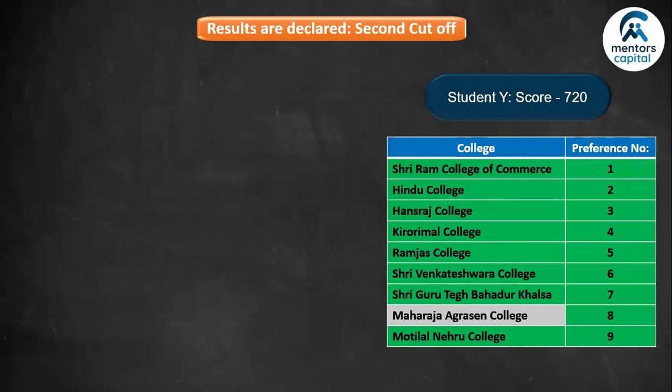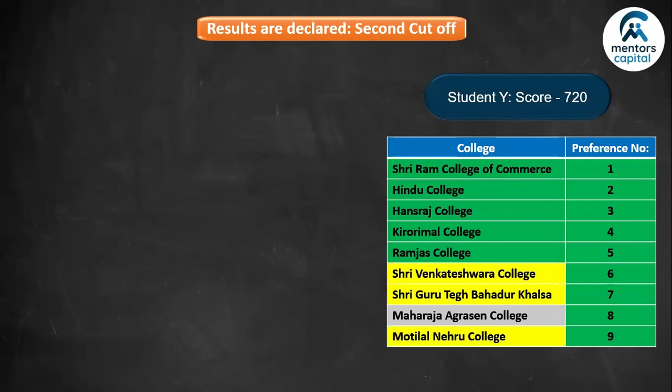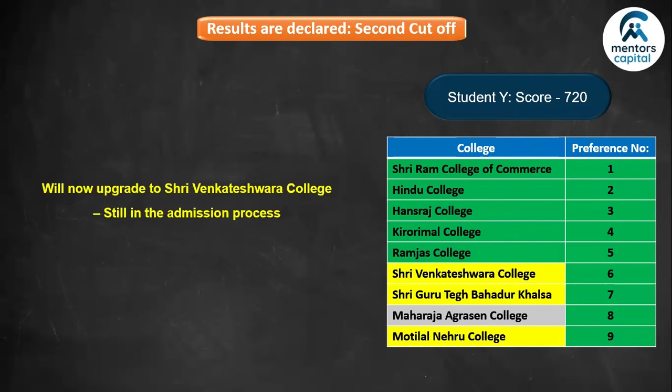Let's say the second cutoff has come. By that stage, he's already taken admission into Maharaja Agrasen College. And when the next cutoff comes, he makes the cut for Venkateshwara College, Shri Guru Tegh Bahadur Khalsa as well. Now we see that the 6th in this cutoff, the 6th is the best college that he is getting as per his preference list. So what he can do is, he can now upgrade to Shri Venkateshwara College, but he is still in the admission process. He's still not out of the admission process. Why? Because there are 5 colleges which are better as per his preference list, on top of his preference list, as compared to his current college.